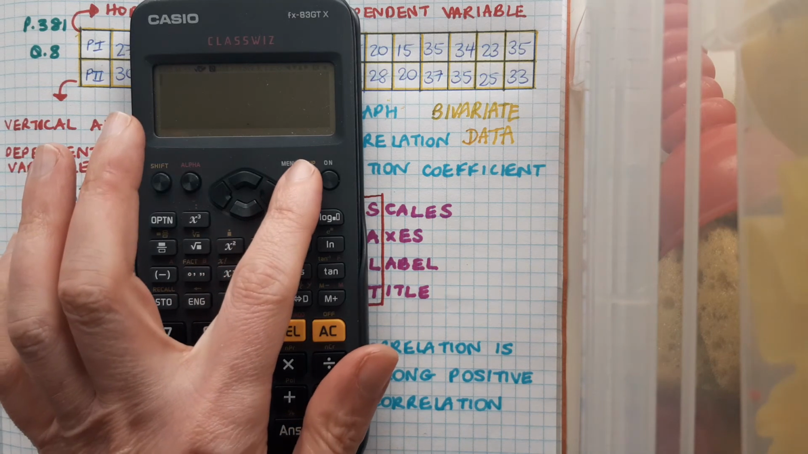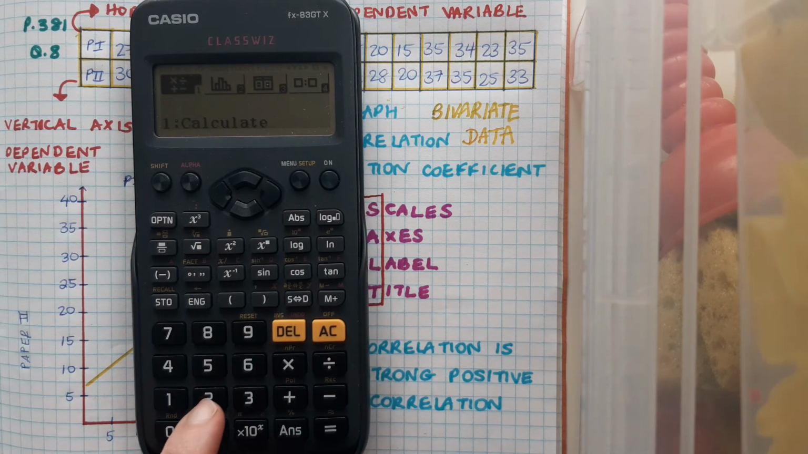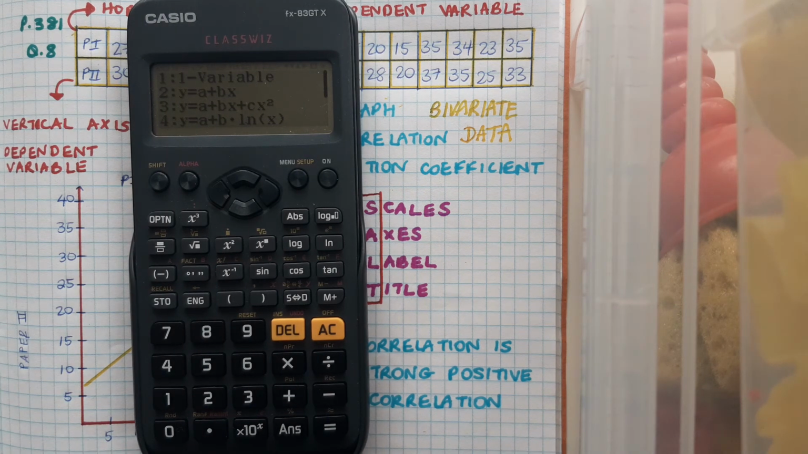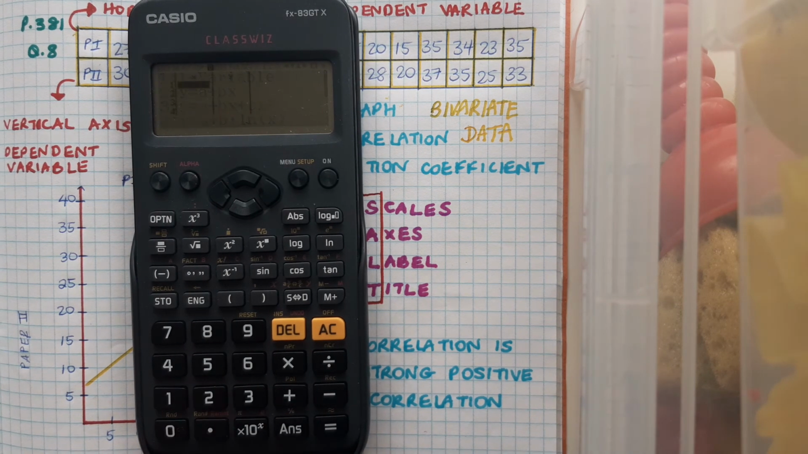So in this calculator, I'm going to press menu and press 2 for stats. Now I've got an option here, option 2, y equals a plus bx. You might recognize this looks very like the equation of a line, and that makes sense here because we're talking about how close our points are to a line. So that's the choice I'm going to make. I'm going to choose 2.